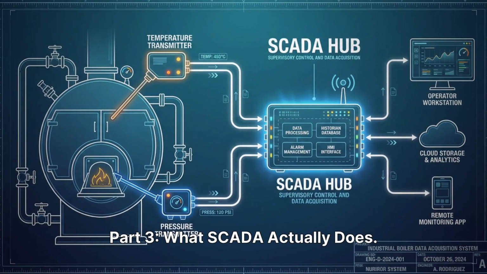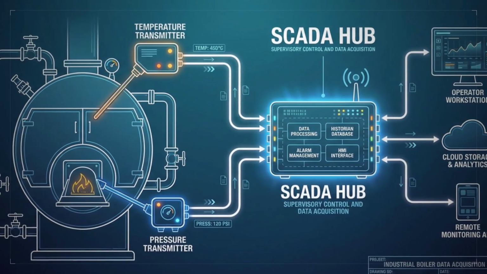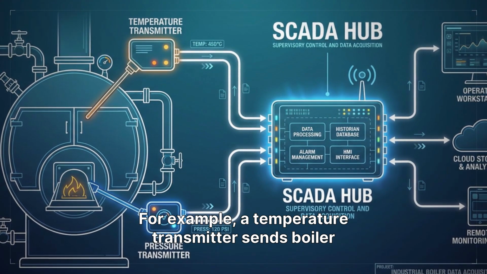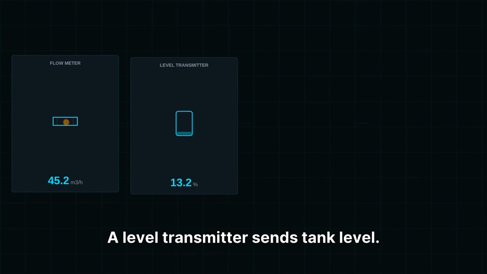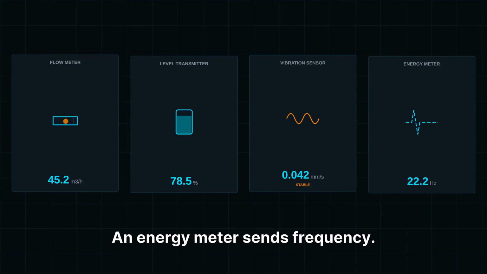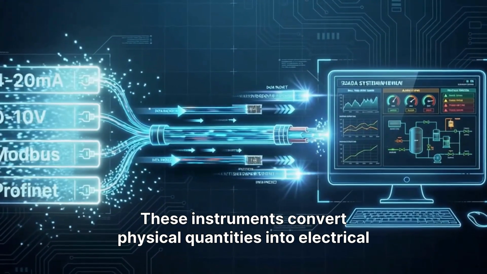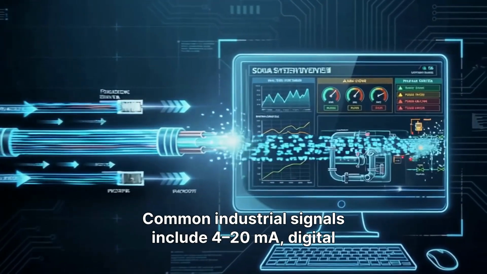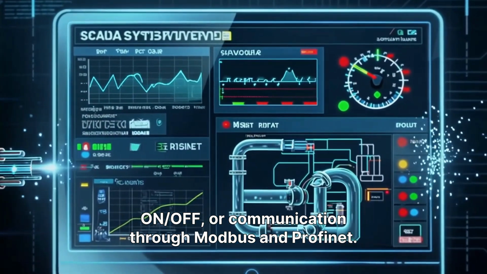Part 3. What SCADA actually does. Job 1. Data acquisition. This data comes from sensors. For example, a temperature transmitter sends boiler temperature. A flow meter sends water flow. A level transmitter sends tank level. A vibration sensor sends bearing condition. An energy meter sends frequency. These instruments convert physical quantities into electrical signals. Common industrial signals include 4 to 20 milliamperes, digital on/off, or communication through Modbus and Profinet.